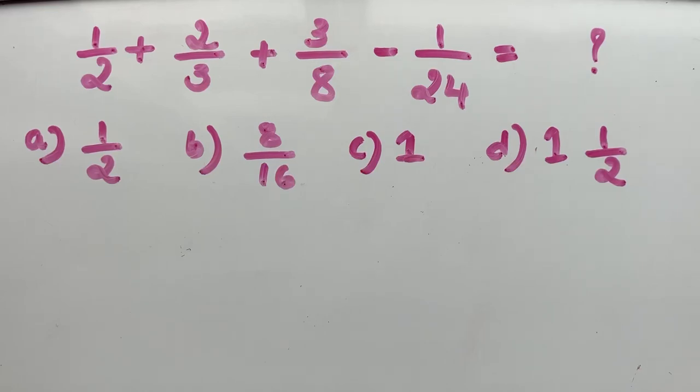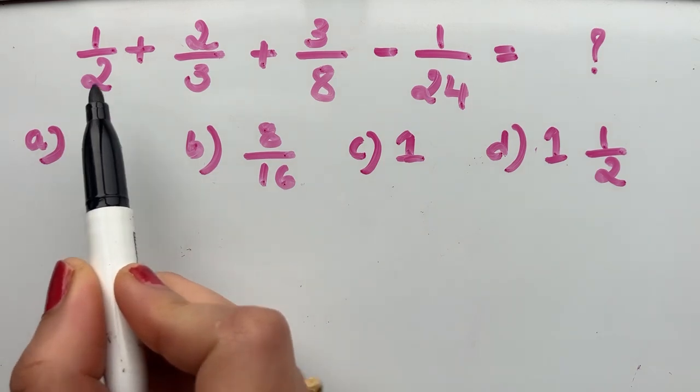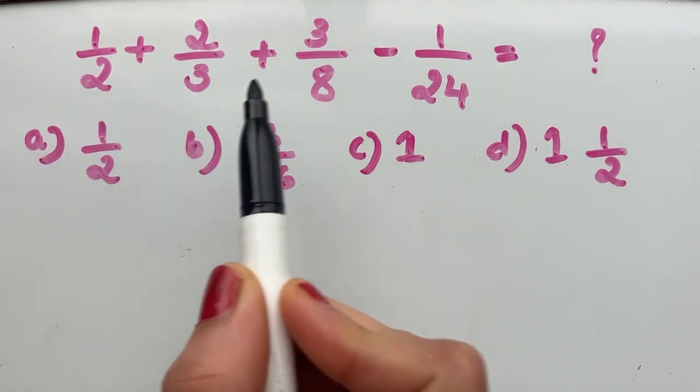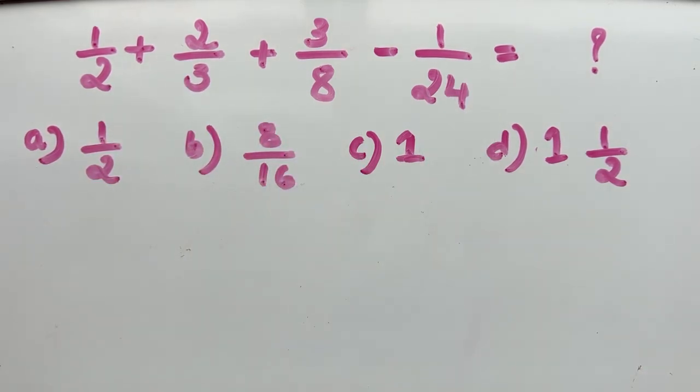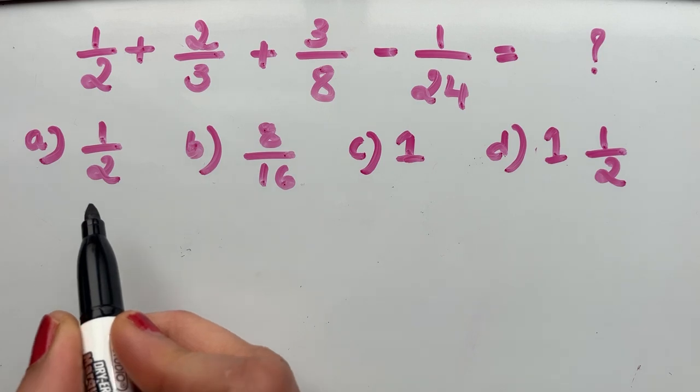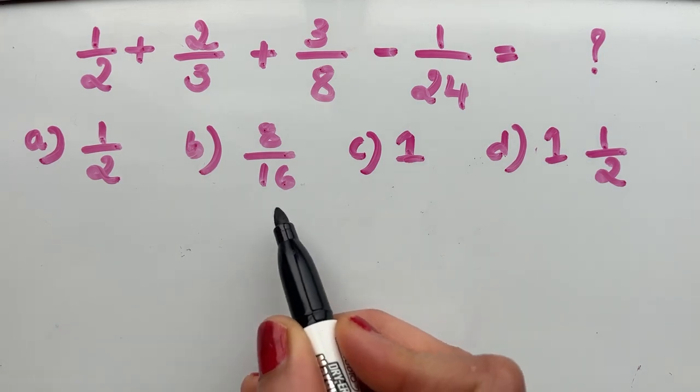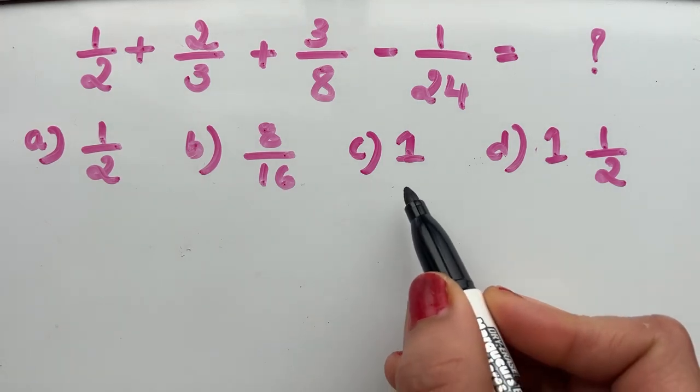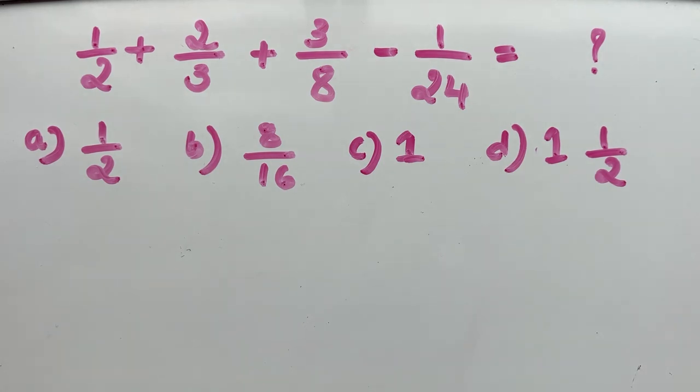Today's question is: 1/2 + 2/3 + 3/8 - 1/24 is equal to what? Options are given. First option is 1/2, second option is 8/16, third is 1, and fourth one is 1 and 1/2. Let's find out.